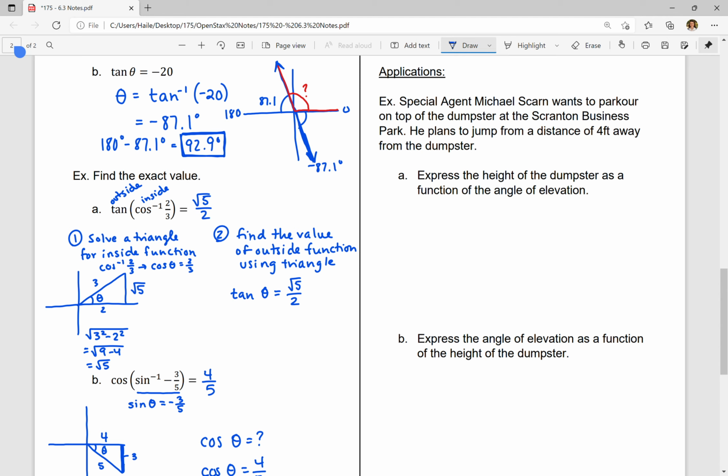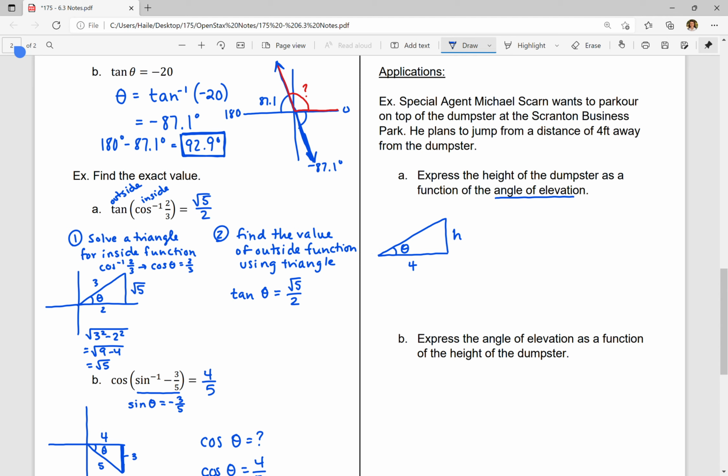So let's draw a little picture and see what this looks like. Let's assume that this vertical line is the dumpster, and this is the ground, and he's jumping from here to here. So this is our triangle, and we know that the jump will be 4 feet away from the dumpster, so this side is 4. We want to find the angle of elevation. Remember that that's the angle between the ground and that line of sight. So that's going to be theta, and then I'm just going to call the height of the dumpster h. Okay, so now I've got the height, the angle, and that other side of 4.